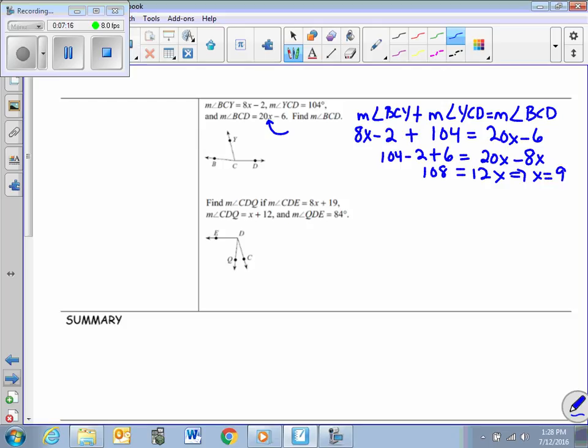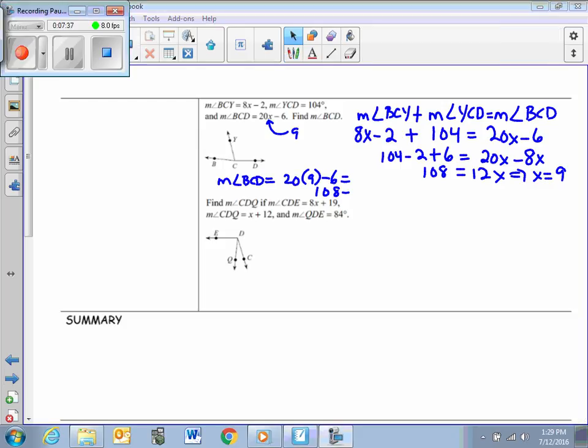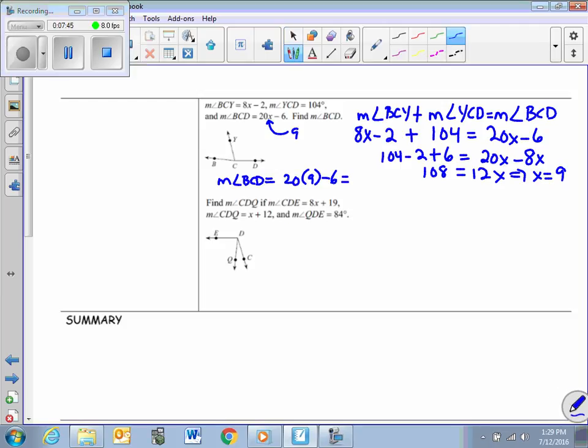So don't stop there. Don't say the answer is 9, because what I need to do is plug 9 in here and find the measure of angle, because the question is, what is the measure of angle BCD? It's 20 times 9 minus 6, which is... sorry, that's not 108. 20 times 9 is 180. 180 minus 6, which is 174 degrees, and that looks about right. That looks like it's almost a straight angle. Measure of angle BCD is 174 degrees. All right, why don't you pause the video here and you work this one, come back, and check your answer.